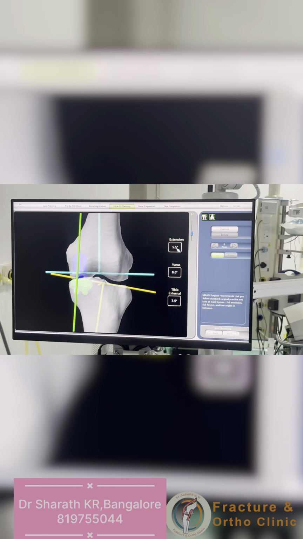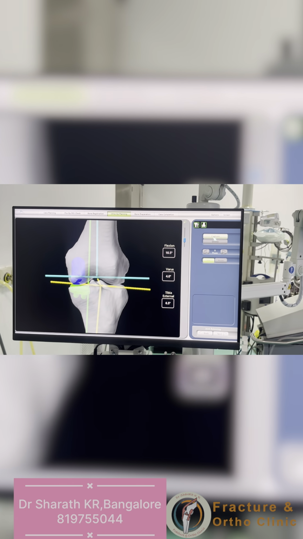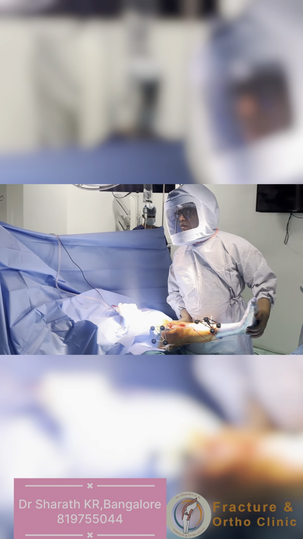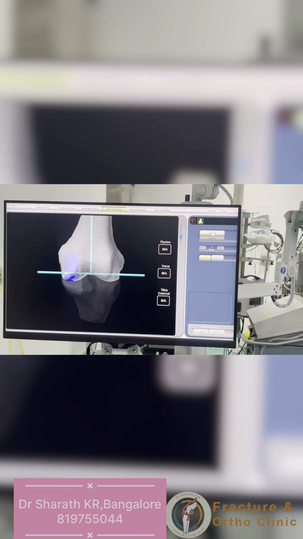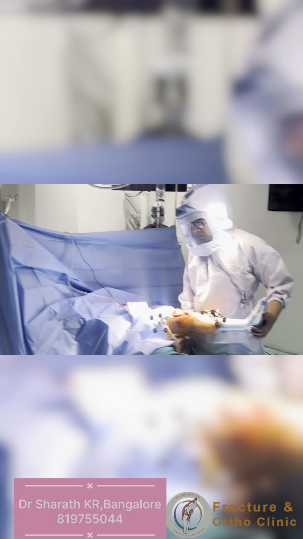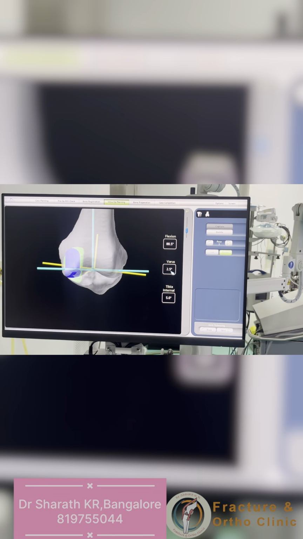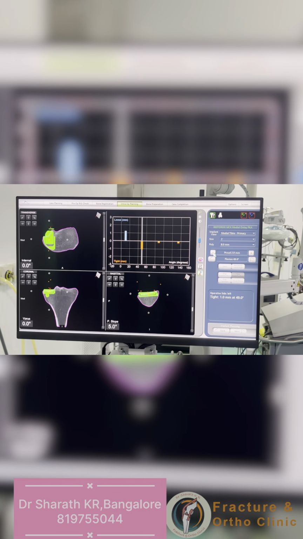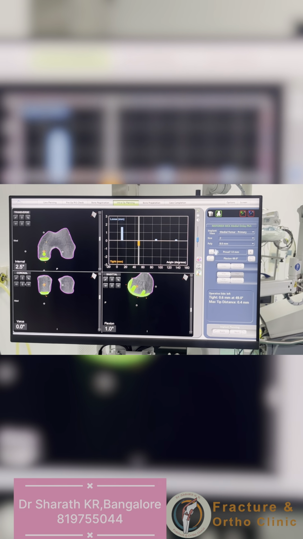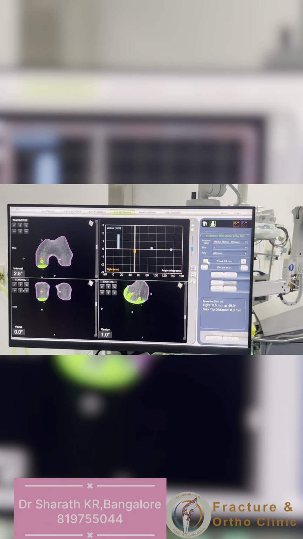You can see here medially there is less space. We have to check with the varus thrust and valgus thrust, that is inner part, inside movement and outside movement, and then we have to assess this in multiple ranges of movement: 0 degrees, 20 degrees, 45 degrees, 90 degrees, 120 degrees. Like that, we have to take in multiple angles.